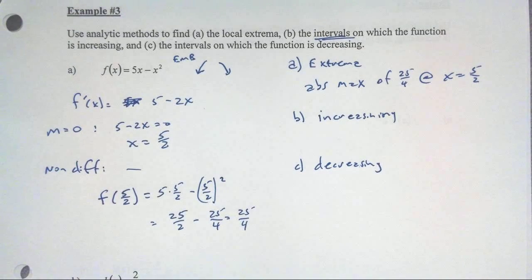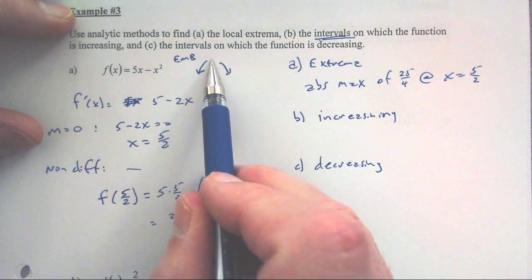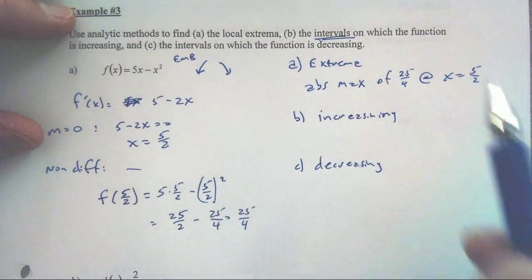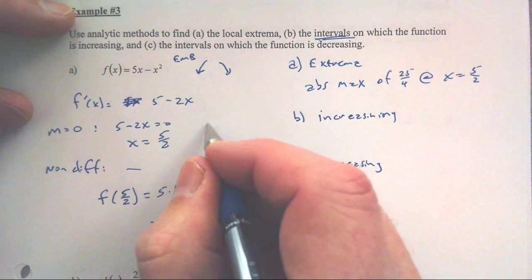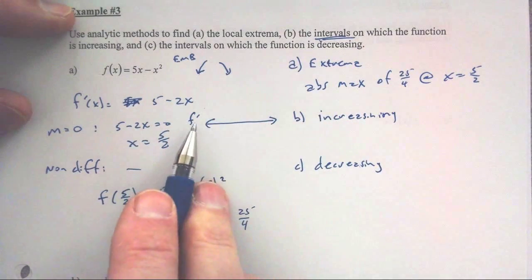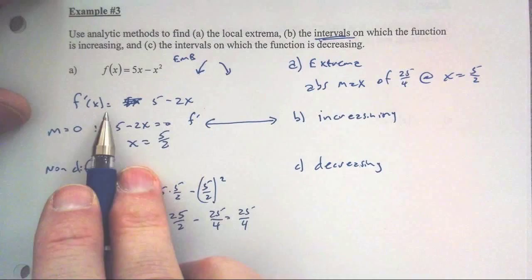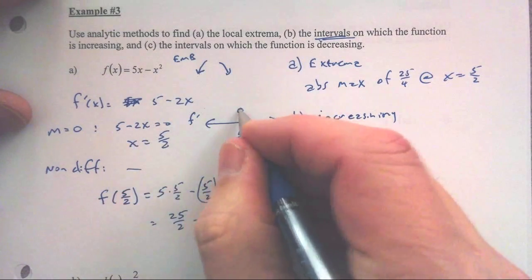Now again, because I know what this graph looks like, I know it's increasing prior to getting to a value of 5 halves and decreasing afterwards. However, I could come back and make this little chart, which we're going to be doing a lot of. This is the chart of the signs of the derivative. At 5 halves, our derivative is 0.